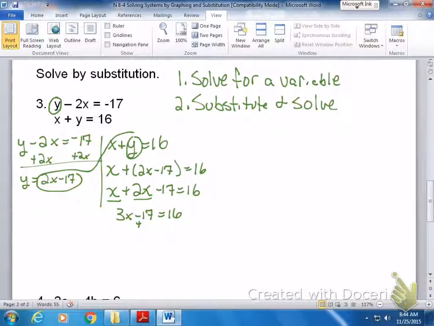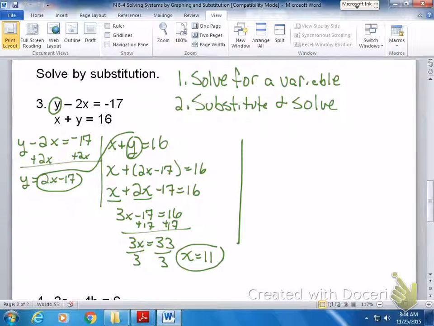Now I can move my 17 to the other side. Now I have 3x equals 33. And the last step, divide by 3. And I got that x equals 11. So that's a little bit of work, guys, but it's all pretty doable. If you think about it as a couple of small problems, it's not so bad. So now the last step is number 3, plug in and solve.